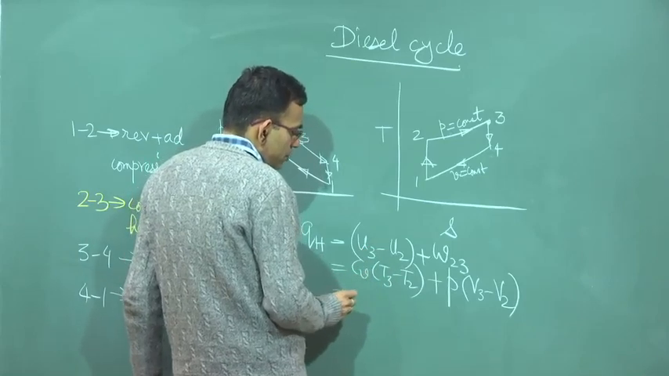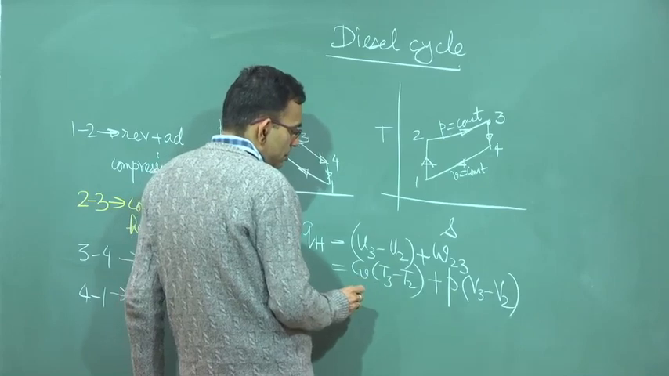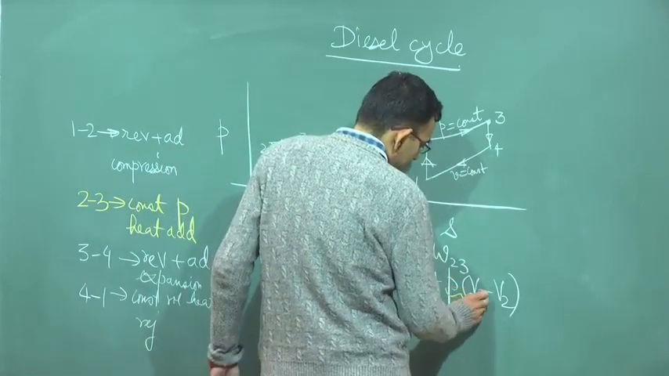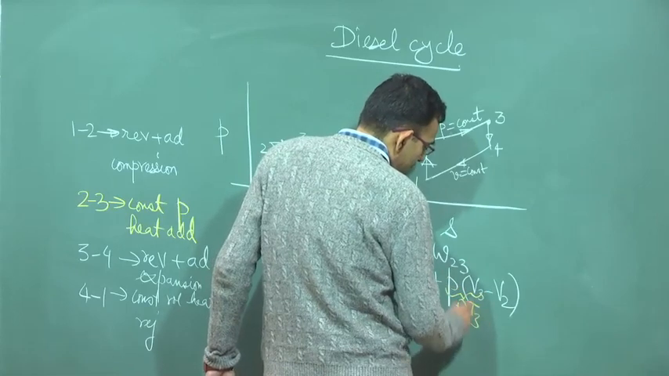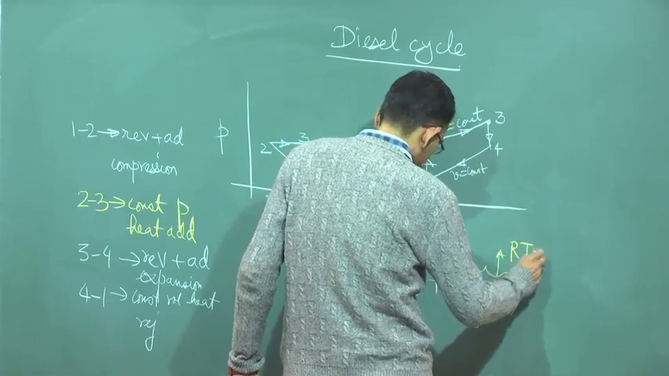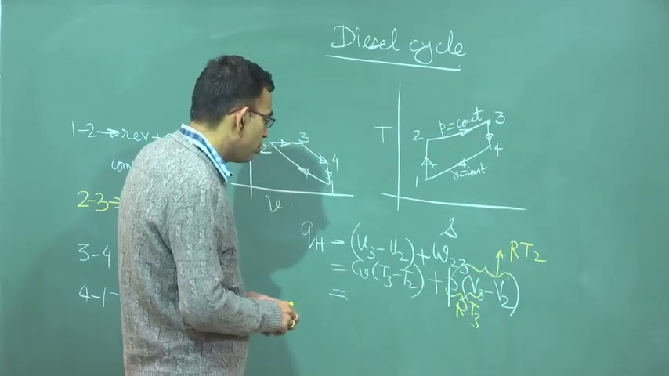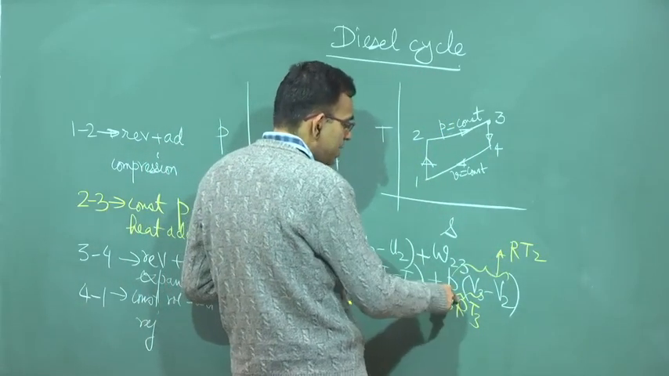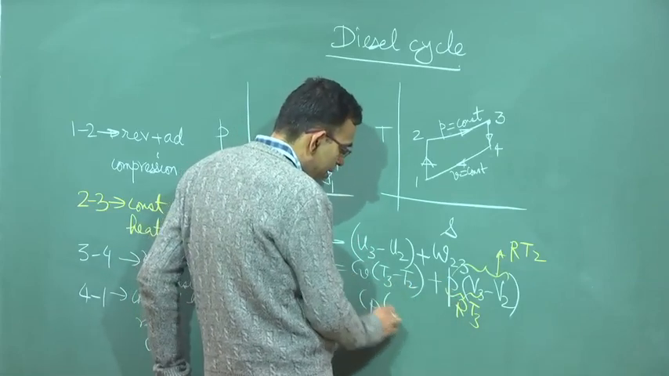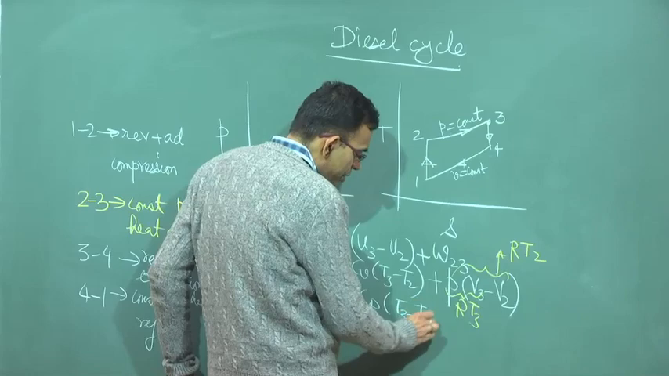So, now PV3 is as good as RT3 and PV2 is as good as RT2. So, you can write this as Cv plus R into T3 minus T2. That is nothing but Cp into T3 minus T2.